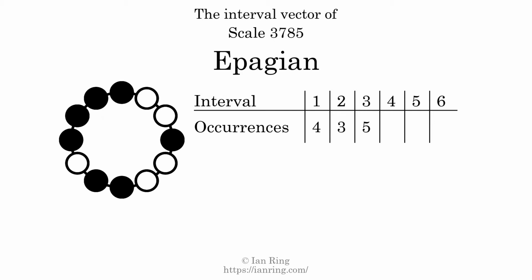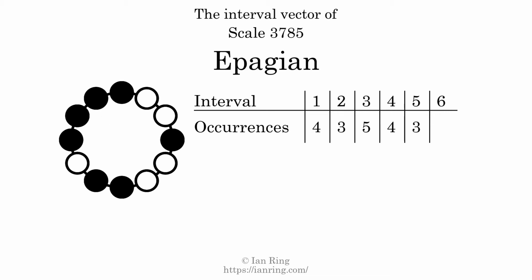There are 5 intervals with a size of 3 semitones. They are here, here, here, here, and here. There are 4 intervals with a size of 4 semitones. They are here, here, here, and here.